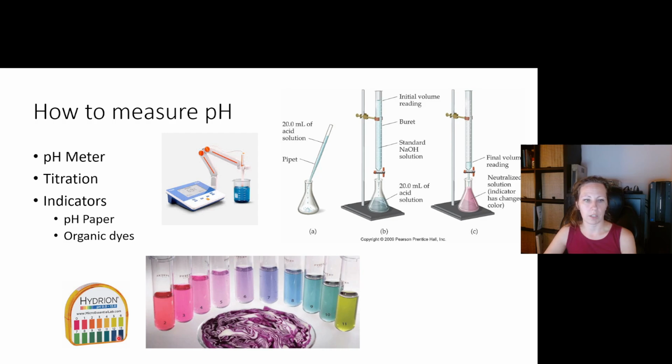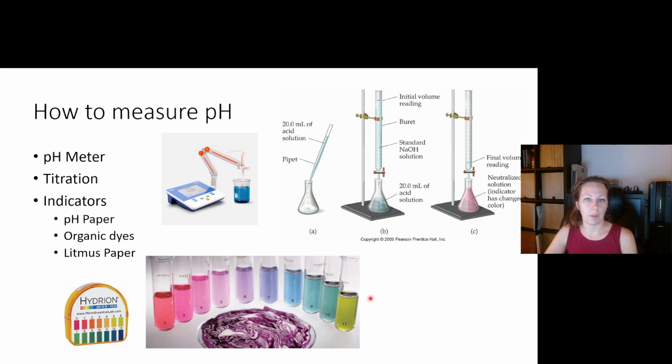There are also organic dyes. If you were in my chemistry class last year, we did some stuff with red cabbage, and the natural substances in red cabbage will change color based on the pH. At low pHs, we're going to have a red to pink color, neutral is purple to blue, and when we get to more alkaline pHs, it changes from green to yellow. So everything so far gives you an indication of what the pH of your substance actually is.